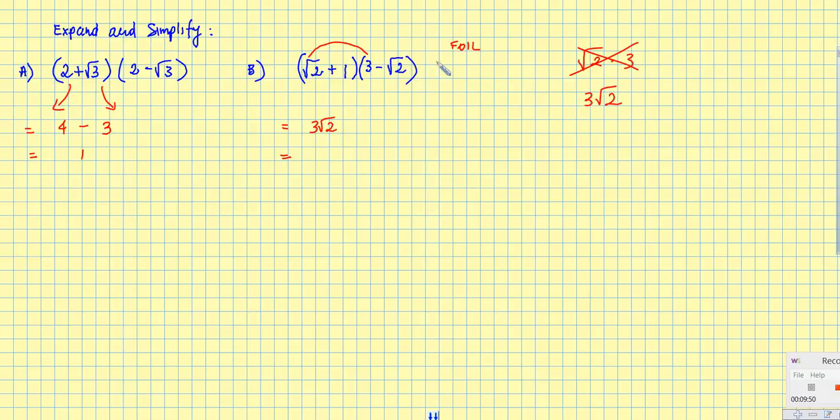Root 2 times root 2 gives me 2, and it's a minus, so it's minus 2. And then plus 1, or positive 1 times 3 gives me positive 3. And then 1 times negative root 2 gives me negative root 2. Now I look to see if there is anything common that we can bring together. So I have 3 root 2 minus 1 root 2, which gives me 2 root 2, and then negative 2 plus 3 gives me plus 1, and I'm done.